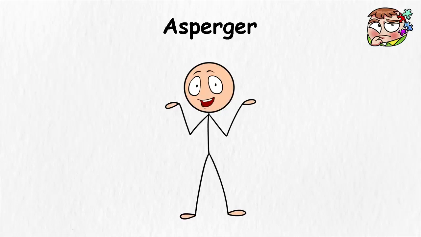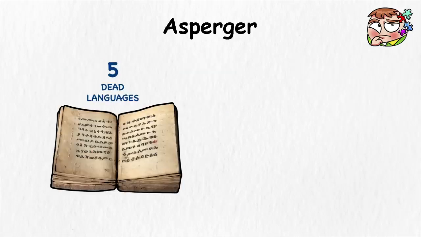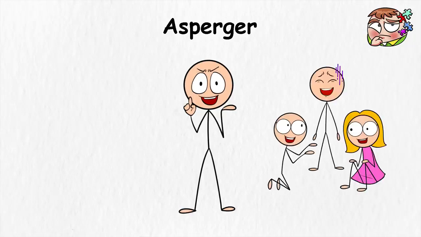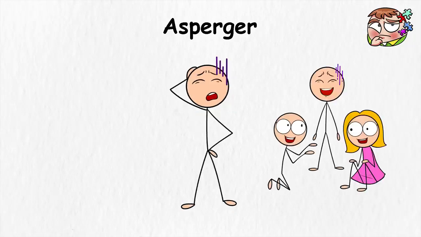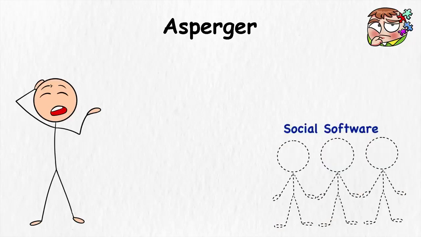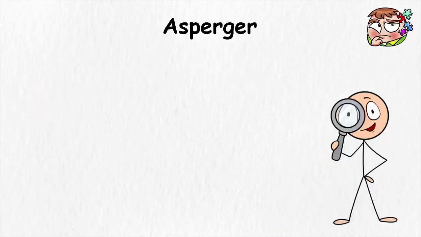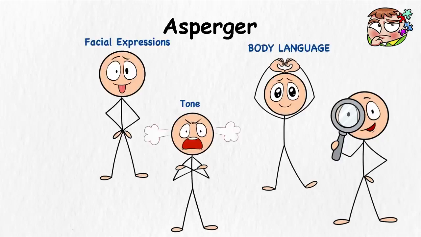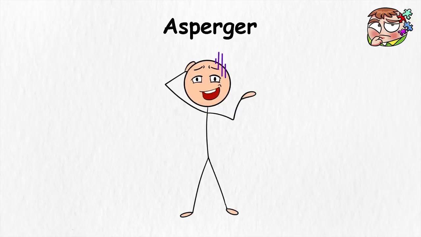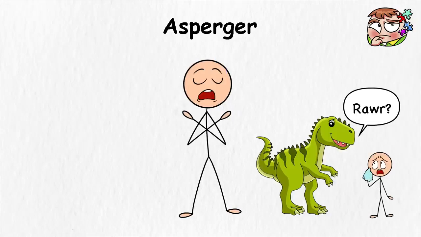intelligence. We're talking smart, like casually knows 5 dead languages and how jet engines work smart. But when it comes to social situations, that's where things can get spicy. See, most people have invisible social software running in the background. It reads body language, tone, facial expressions, and tells you stuff like when to change the subject if people seem bored, or maybe don't bring up dinosaurs during the funeral.